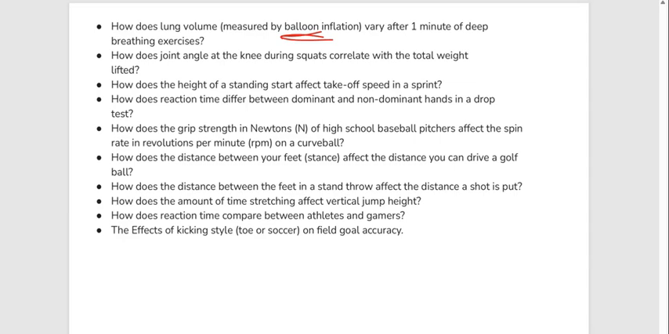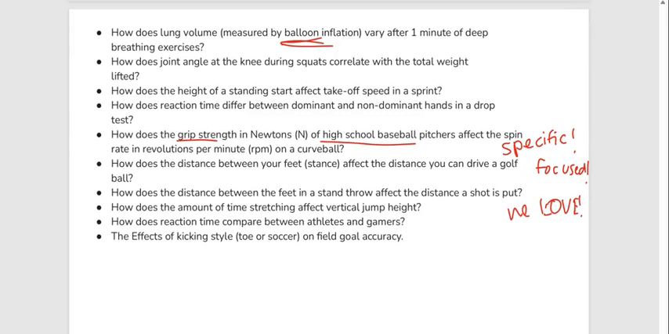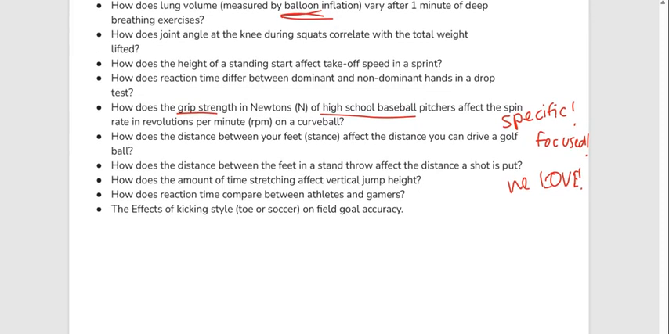Here, I love this example because it's got measurements. How does the grip strength in newtons of high school baseball pitchers, so we've got exactly who they are, what we're measuring, how does that affect the spin rate in revolutions per minute on a curveball? Very specific, very focused. We love. Yes, we love. Love, love, love, love, love.